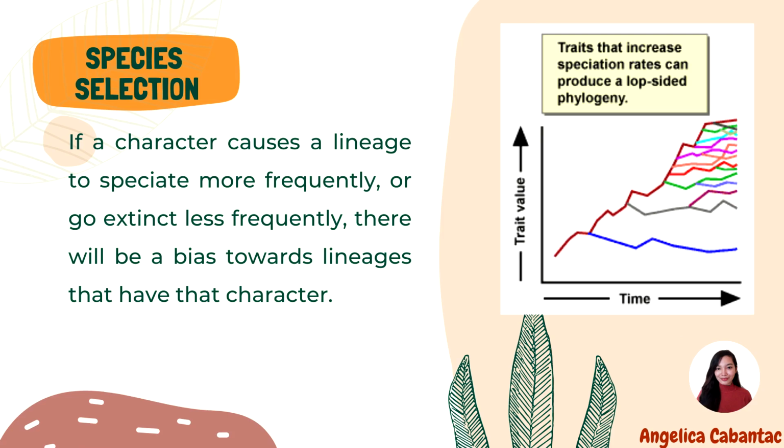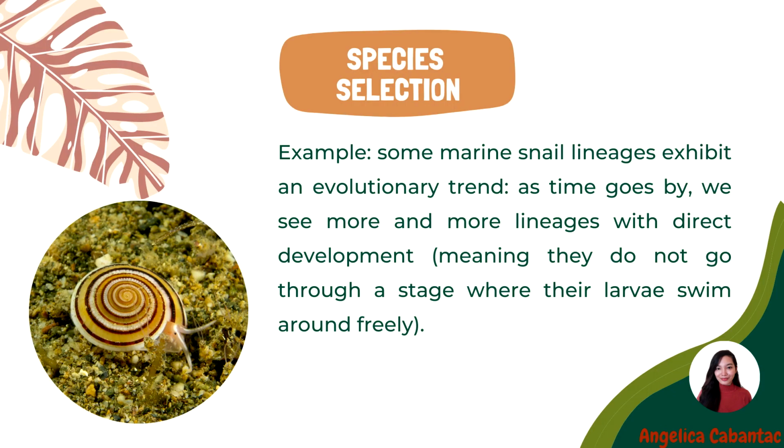The third one is species selection. This is when a character causes a lineage to speciate more frequently or go extinct less frequently. There will be a bias towards lineages that have that character. So the traits that increase speciation rates can produce a lopsided phylogeny, as shown in the graph. An example for this is the marine snail.